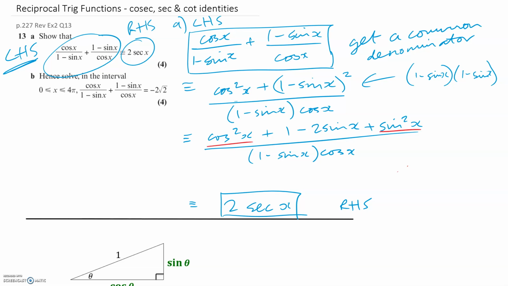And now you can remember that cos squared plus sine squared equals 1. So we will be able to write this as, so 1 plus this one here will give us 2. So we get 2 minus 2 sine x for our numerator, and then we've still got the same denominator. So our denominator is still 1 minus sine x times by cos x.